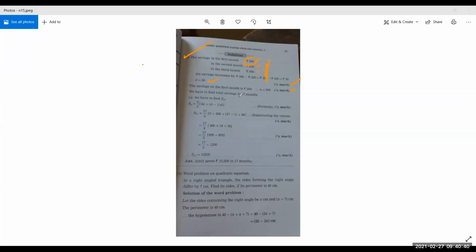Then what we have to find out: the total savings in 17 months. That is, we have to find out SN. So for the formula, we get half a mark. Then for the substitution, the most important, half a mark. For some simplification and for the final answer, we get half a mark.